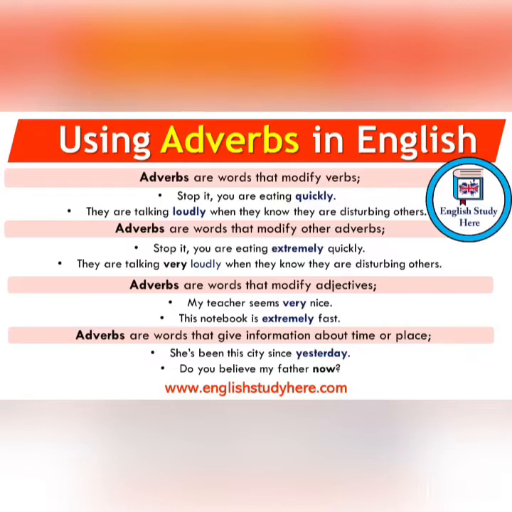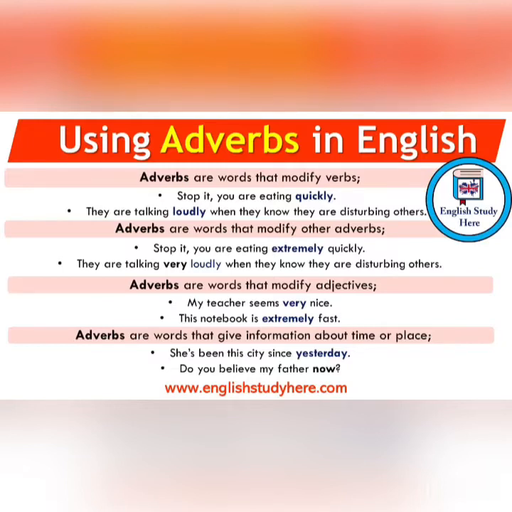Now see the third one. Adverbs that are used to modify adjectives, right? What are adjectives? Adjectives add more to, or tell about, the quality of the noun or the pronoun, right? So see the first example. My teacher seems very nice. So what is the adjective over here? Nice. How is the teacher? Nice. And it says very nice. So it is telling that the teacher is very nice. So it is adding more to the adjective nice. So what is the adverb here? Very.